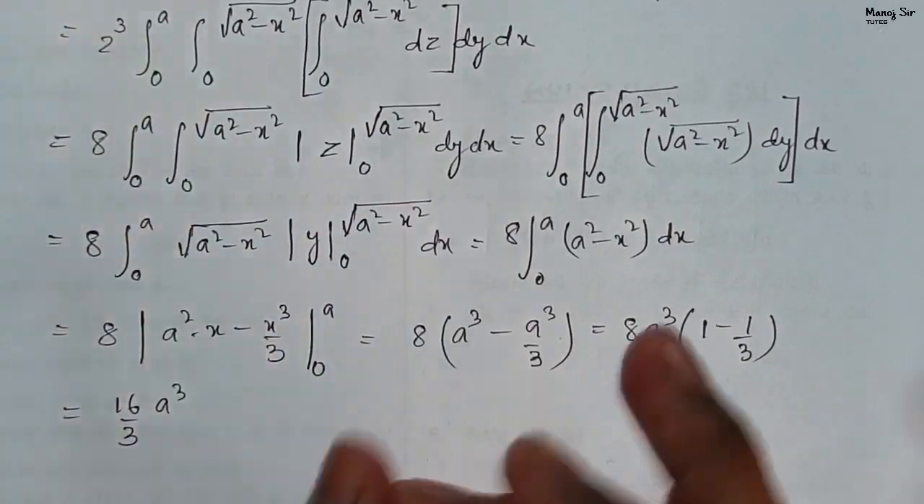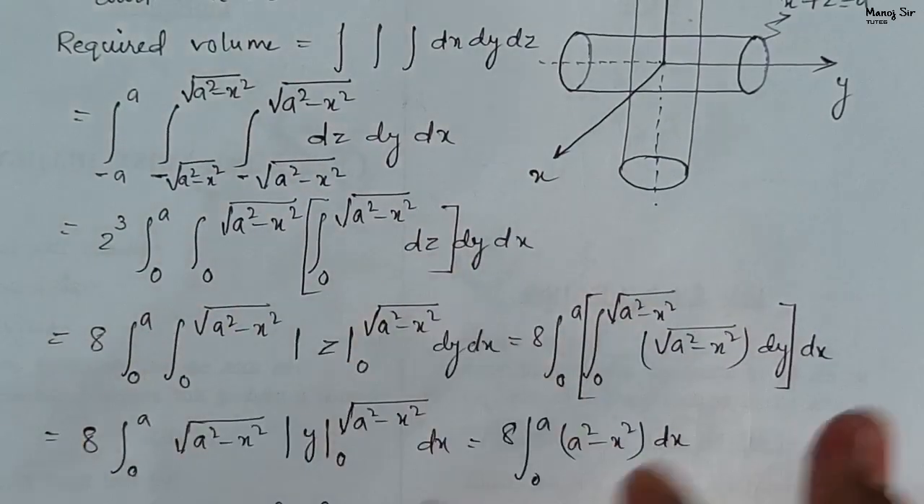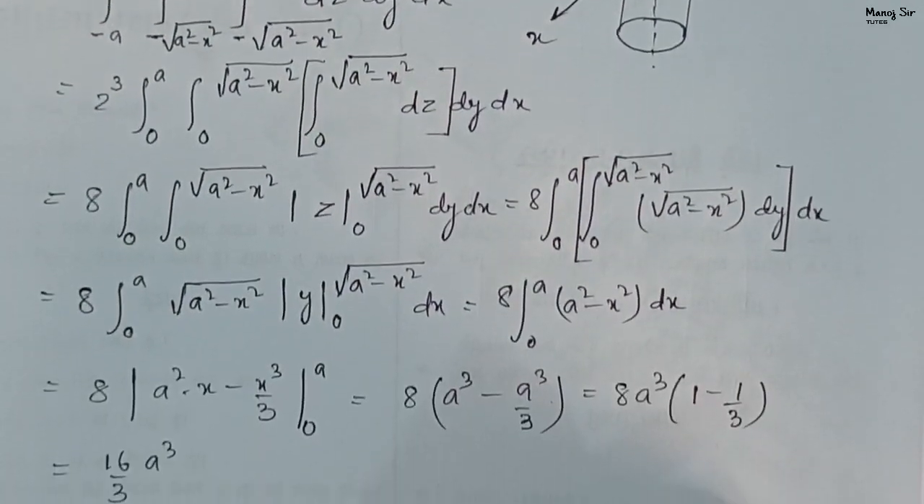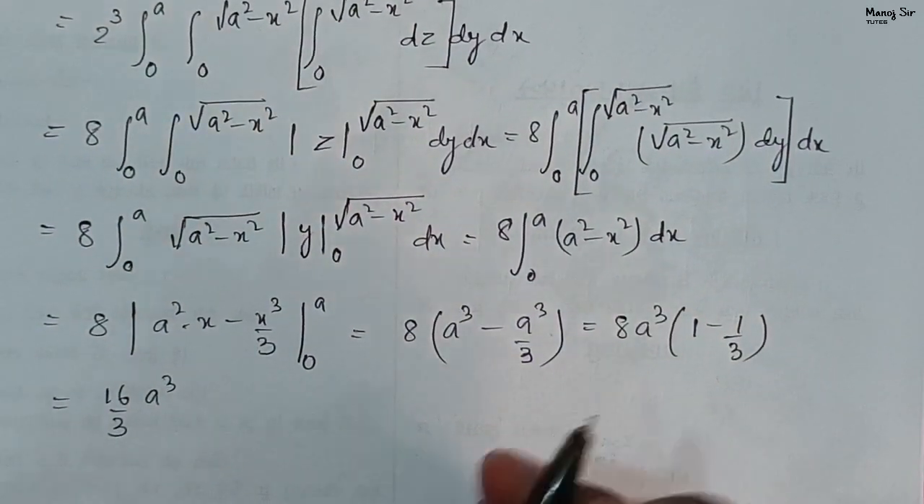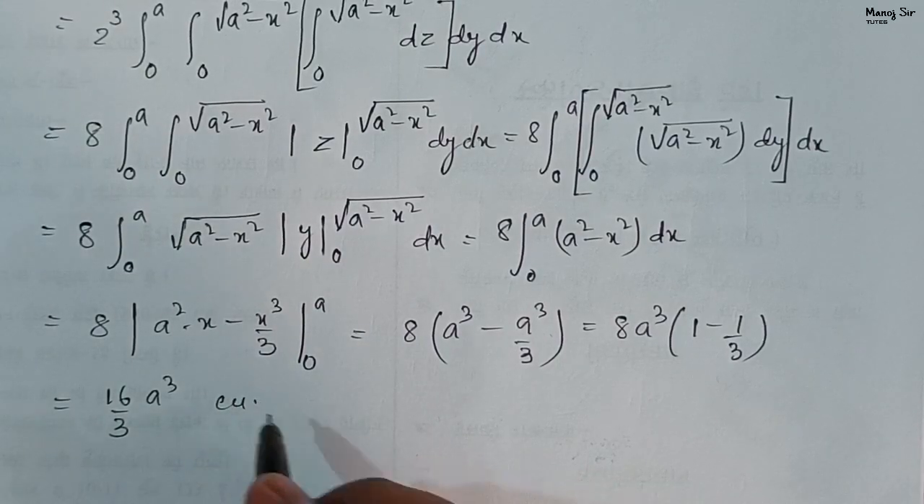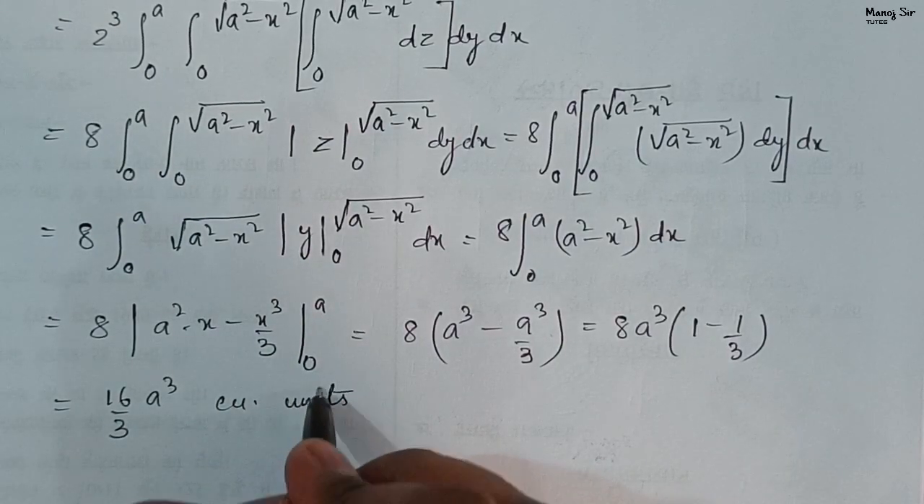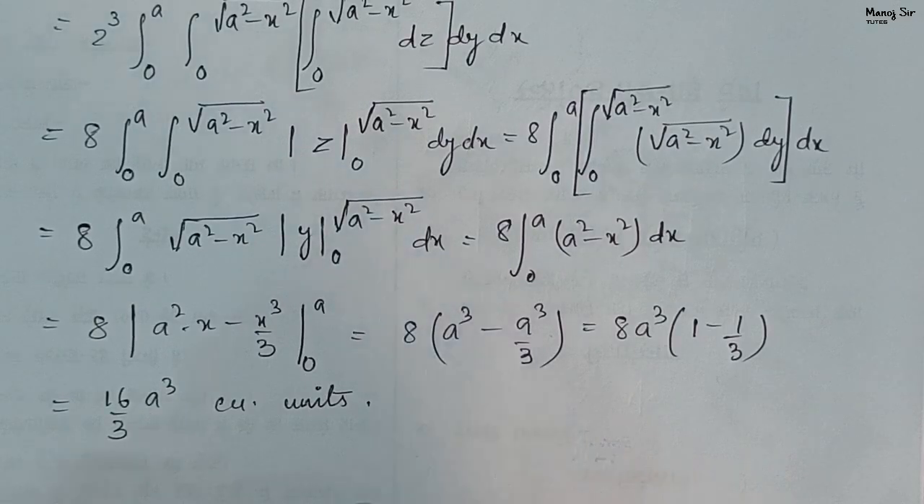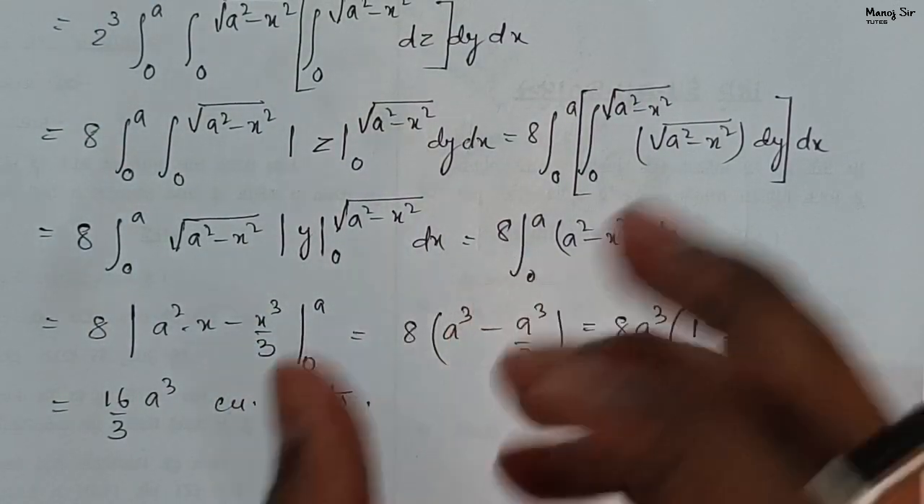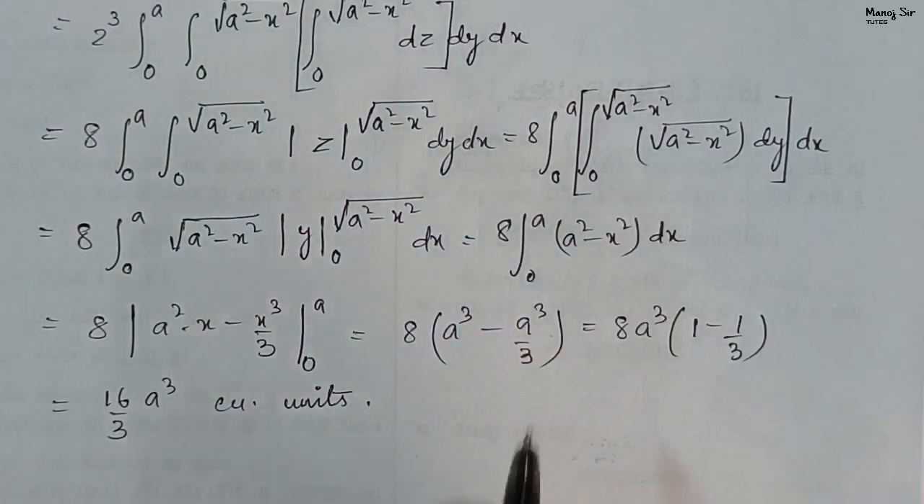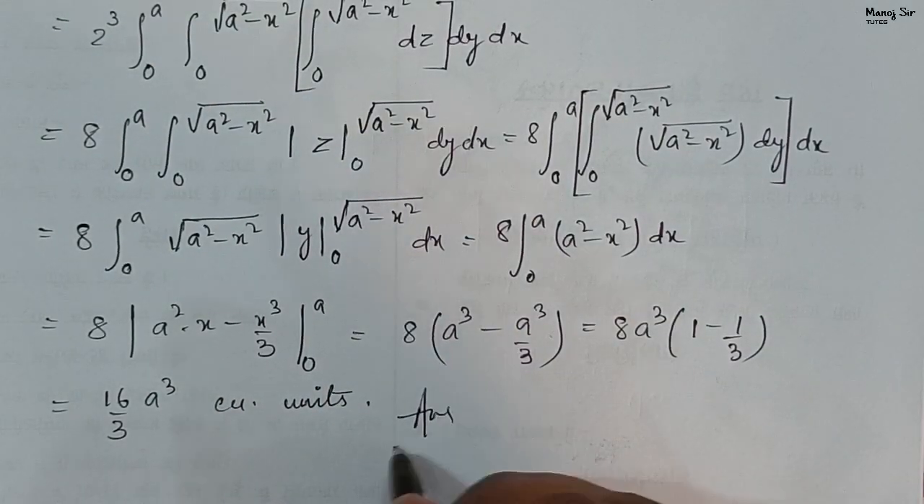So we need to write a unit. But in this problem, nothing is given in terms of units. So we can rewrite this as cubic units. You need to write in terms of units if such like volume or area is given in the problem. So this is my final answer.